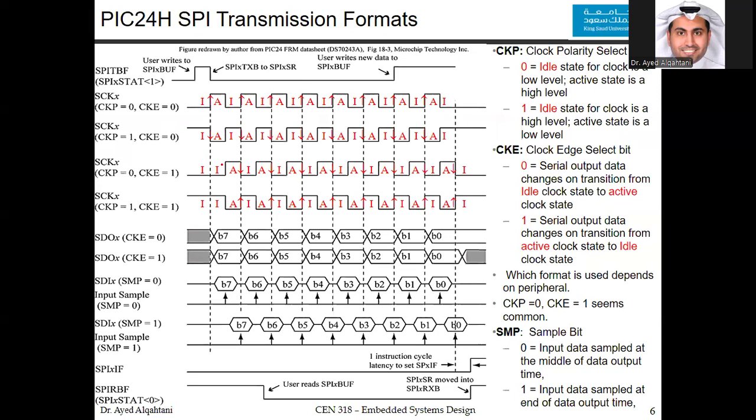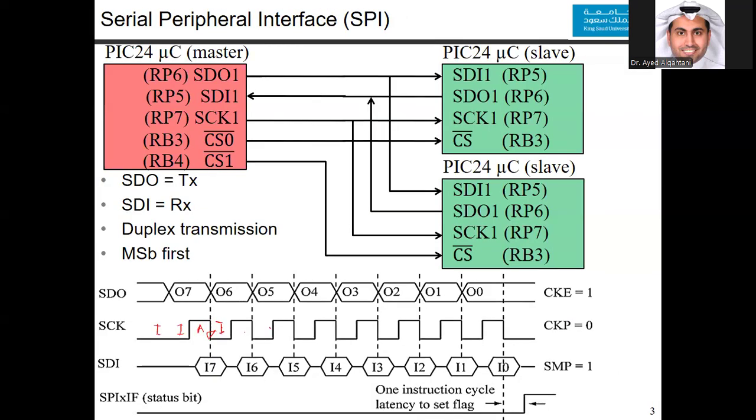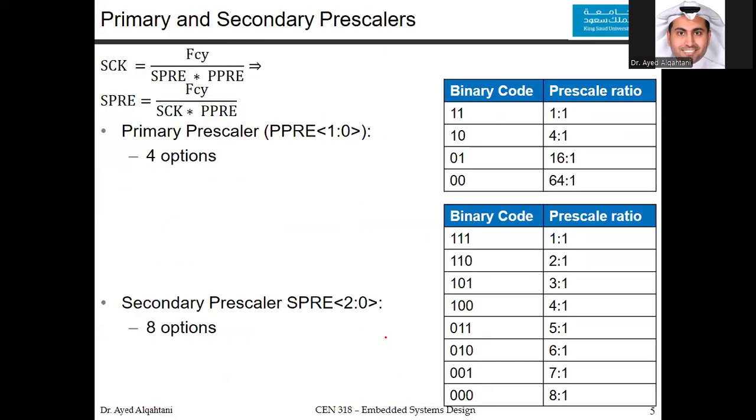The other one is the SMP. The SMP here is equal to 1. So you sample the SDI always at the middle, but compared to the output, it's at the end of the output bit. That's why we use SMP equal to 1. So based on these three options, we had this waveform.